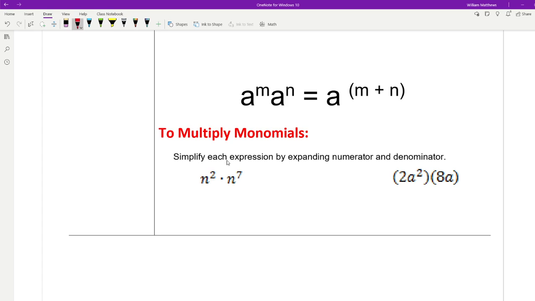So for this example, simplify each expression by expanding numerator and denominator. The numbers that we would add, since these are like base terms, are 2 and 7. We will still have the same variable base, n, but now we'll add 2 plus 7, which gives us an exponent of 9. So n squared times n to the power of 7 is now n to the power of 9.